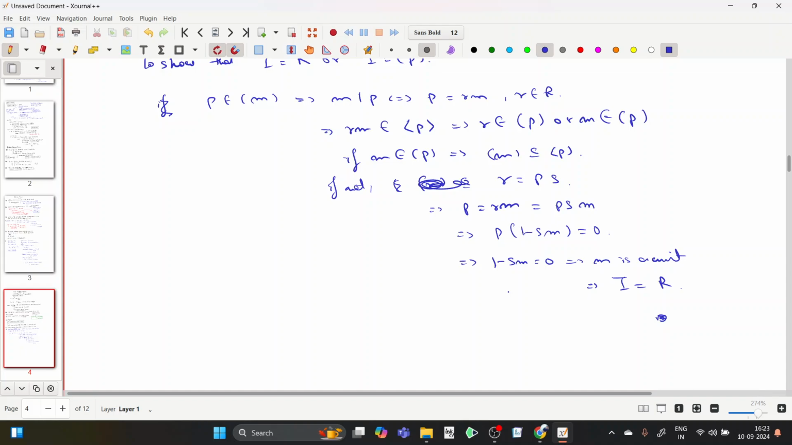So what we have shown is that every non-zero prime ideal is a maximal ideal. So non-zero prime ideals and maximal ideals are equivalent in the case of a principal ideal domain. This is a very fine case to talk about.